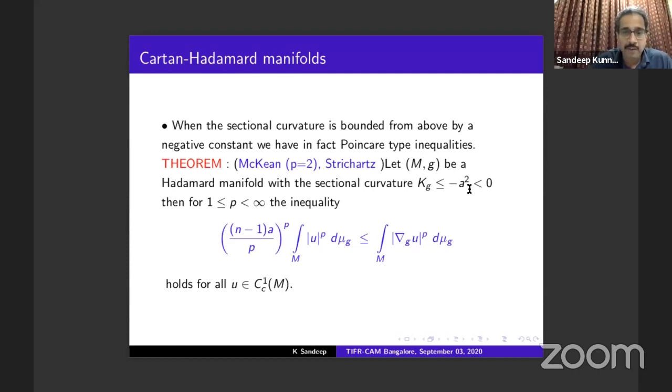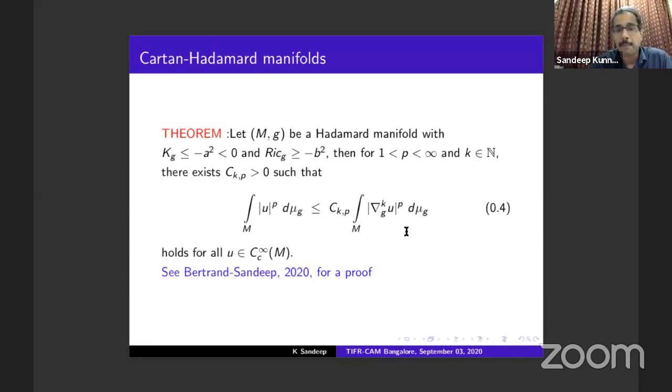Now when we talk about the Adams inequality, I have been talking about the kth order gradient. That means I require inequalities where instead of the gradient of u, I need the kth order gradient. In fact, we have such an inequality, but we need to put an extra condition. (M,g) is a Hadamard manifold with sectional curvature less than or equal to -a², and the extra condition I require is that Ricci is bounded from below by -b². Then you have this kind of Poincaré type inequality for higher order gradients. I refer to one of our recent papers for a detailed proof.